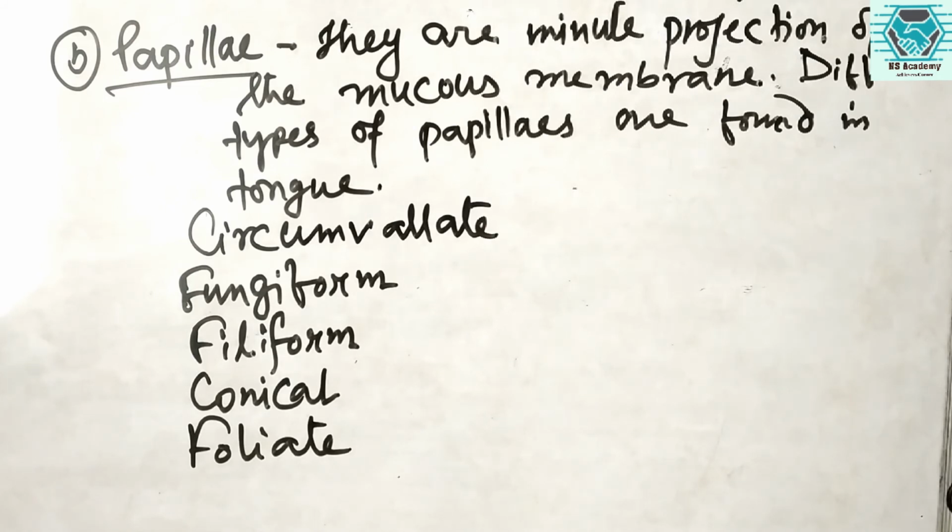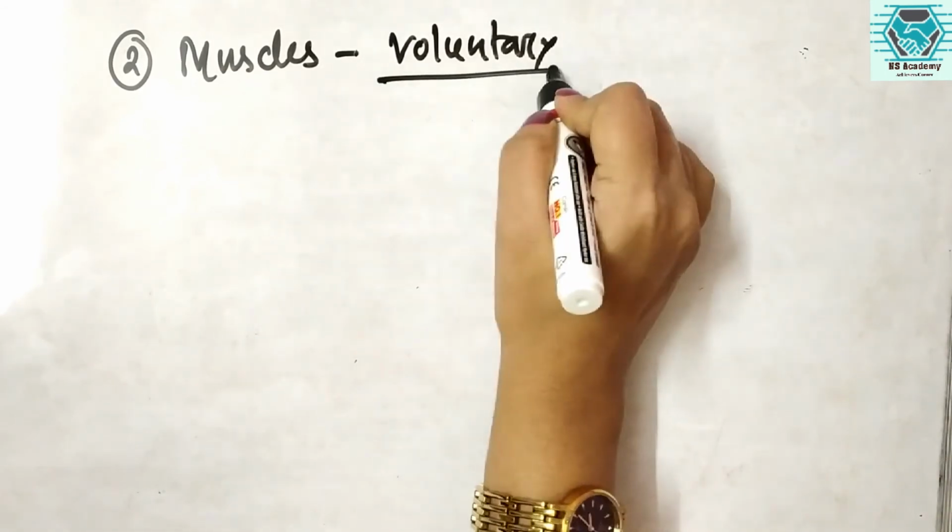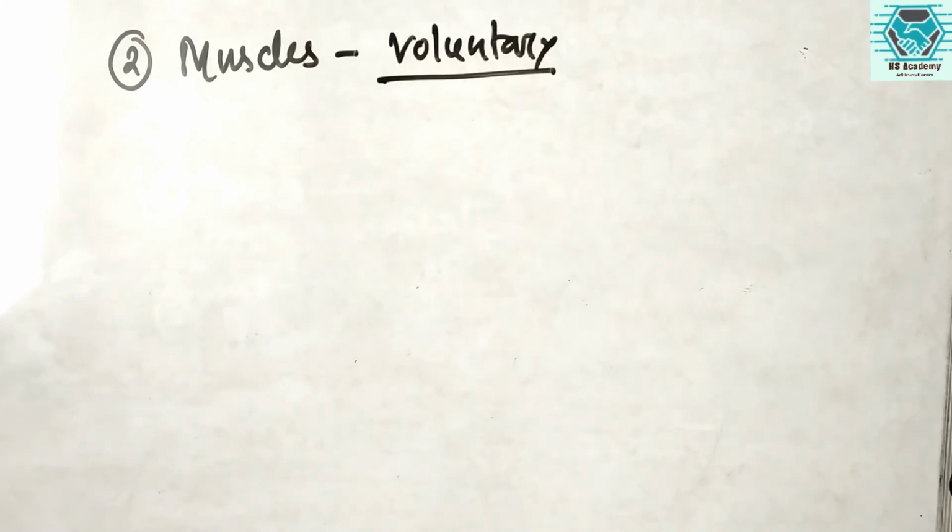After epithelium, the other structure of tongue is muscle. The tongue muscles are voluntary in nature. What do we mean by voluntary? Voluntary means the muscles which we can move according to our wish. We can move the tongue when we speak, or when we masticate, when we mix the food with the saliva. We can move the tongue whenever we want.